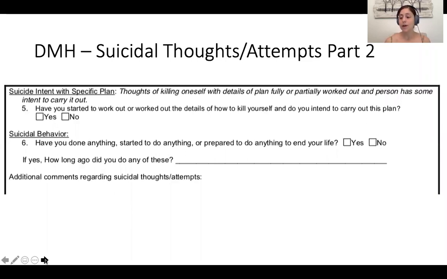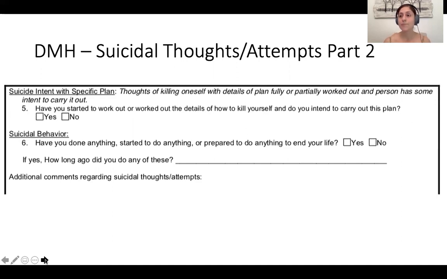Now, in the second part, we're looking at more specifics about the plan, specifically accessibility and means. Okay, so yes or no here. Finally, in number 6, has the person started to take steps toward carrying out the plan? And you would check off yes or no. If yes, you would elaborate by explaining how long ago they did this.